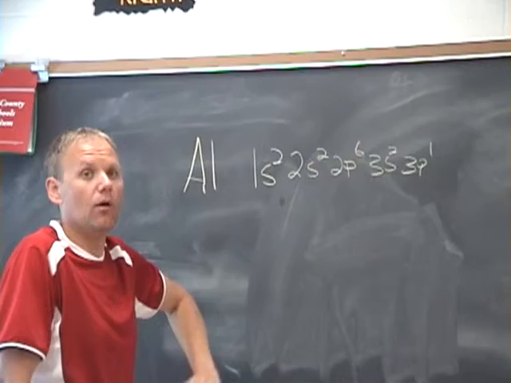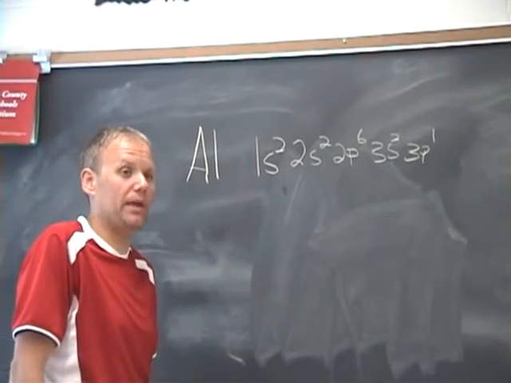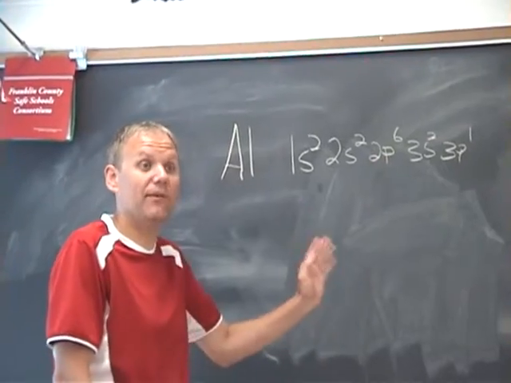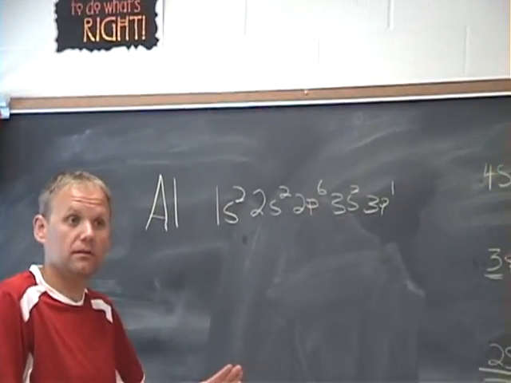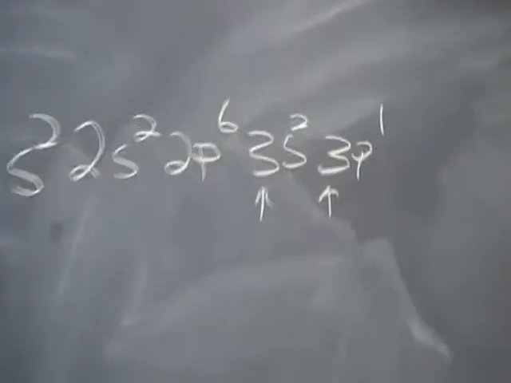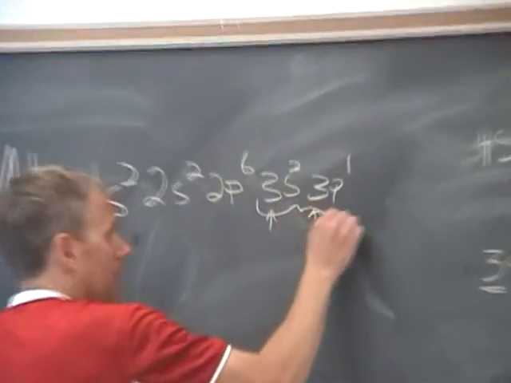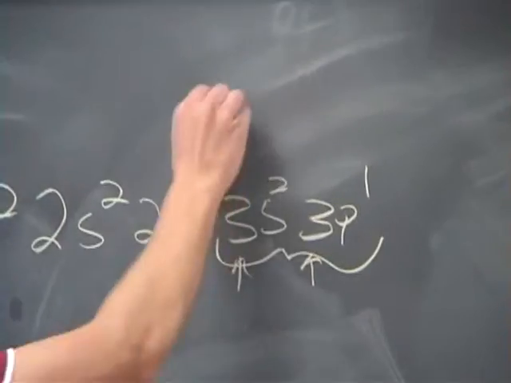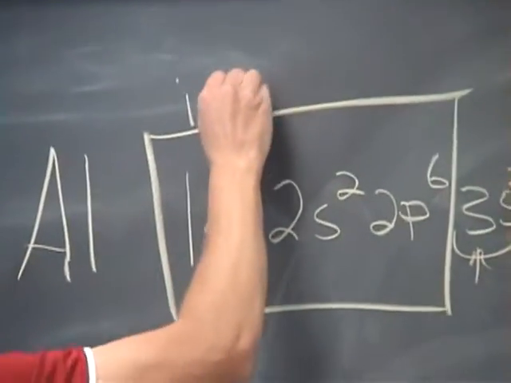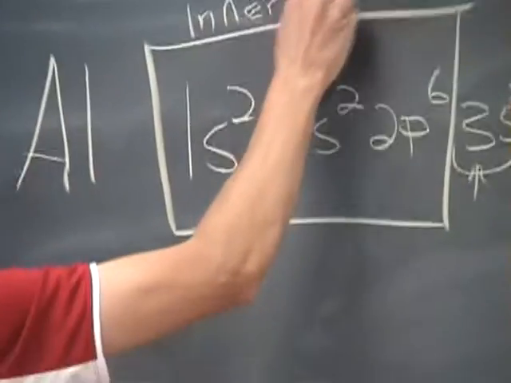So in this case, what is our highest energy level that we have for aluminum? 3p. Well, what's the highest N value for any of these? 3, right? I have a 3 here. I have a 3 here. So these are my valence electrons. These are called my inner core or my core electrons.